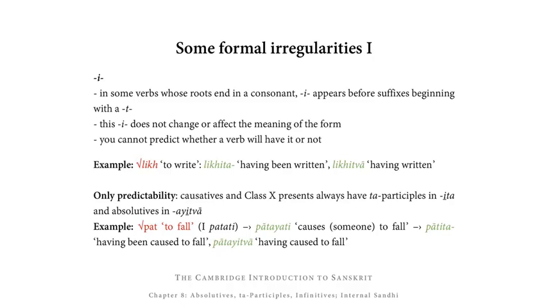However, in causatives and class 10 verbs, we do have some predictability, namely tap participles always end in ita and absolutives always end in ayitoire. So, for example, of pat, to fall, which is a class 1 verb, present tense patati, we get a causative patayati, causes someone to fall, makes someone fall. And of that, we have a tap participle patita, with the first syllable still in vrddhi, having been caused to fall, and an absolutive patayitoire, having caused to fall.